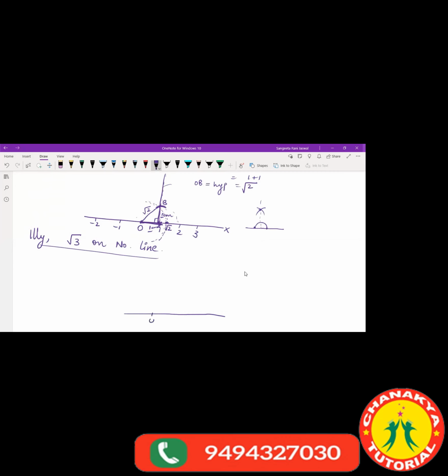Now again we start with 0. We take our 0 point here. We have a 1 here. We have a 2 here. See, you have got your √2 between 1 and 2. Now this is what you have got for your value of √2. Now we will start from here.